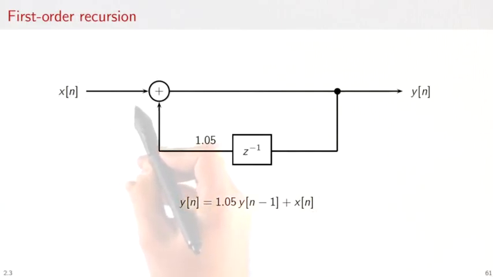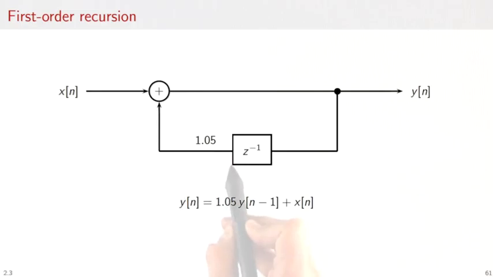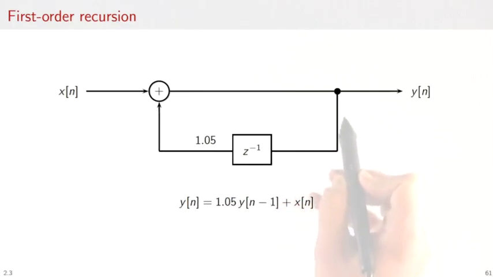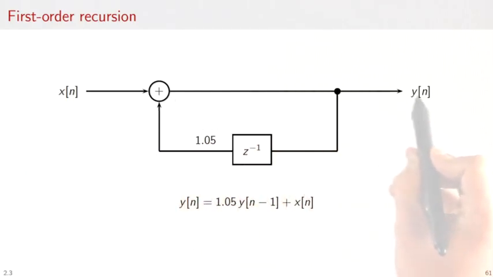So x[n] enters, it is added to 1.05 times the previous content, which is y[n-1]. This is a feedback loop with a delay element z^-1. This added together indeed gives the output y[n]. So, to make clear, y[n] is equal to 1.05 y[n-1] plus x[n].